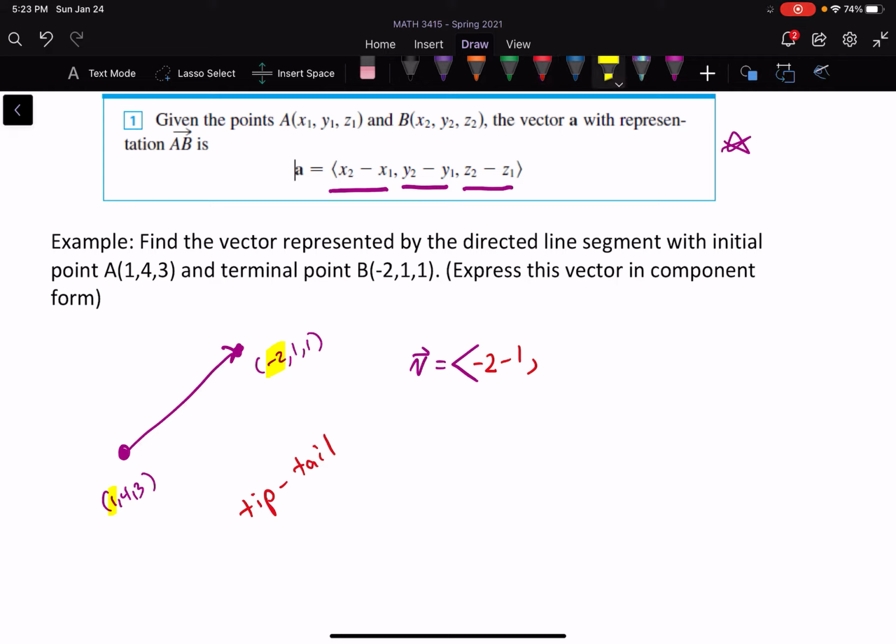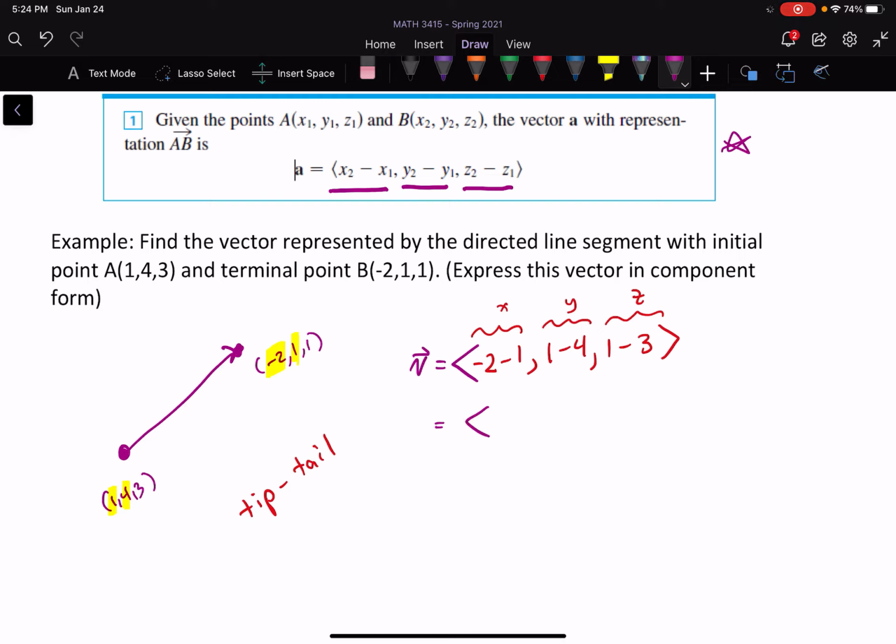The next component is the y component, so we're going to do 1 minus 4. And then the last component is the z component, the one I didn't highlight. So that's 1 minus 3. That's really all there is to this. But like I said, this is pretty important. We do this all the time as the semester goes on.